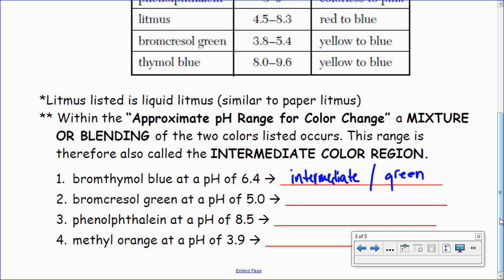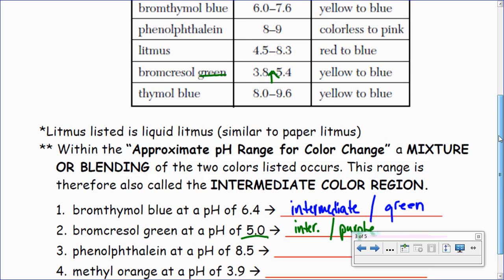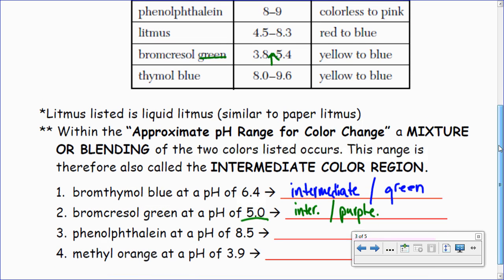Bromcresol green at a pH of 5.0. So bromcresol green, pH of 5.0. Smack dab in the middle. So between yellow and blue would be kind of intermediate purple. I'm not going to pull any intermediate questions on you on the test. So let's look at the situation. So these ones seem to be all intermediate as a result.